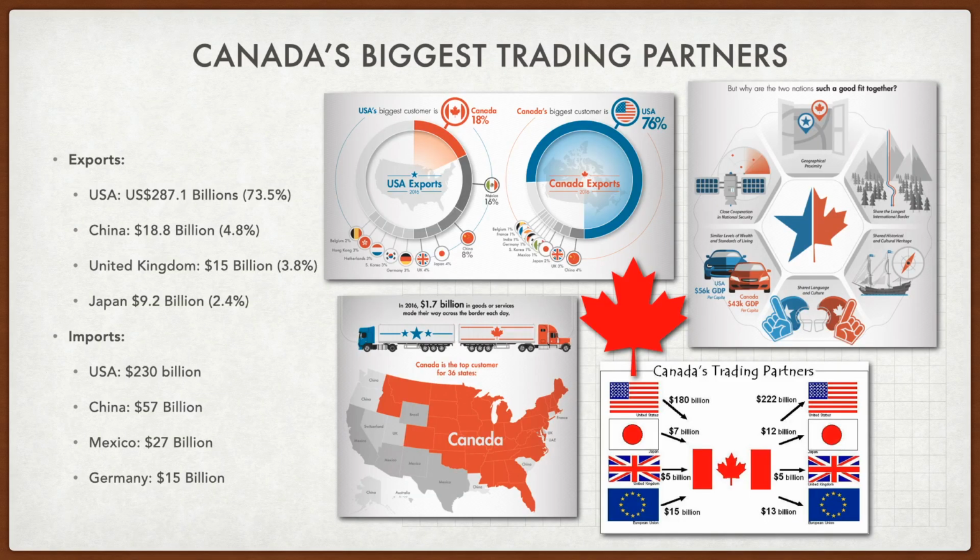So here is our biggest trading partner. For exports, our biggest trading partner is the United States with $287.1 billion. That's a lot of dollars, just billions upon billions of dollars. And then China, so that's 73.5%. That's something to remember, right? The United States is overwhelmingly our biggest trading partner, and the main trading partner for our country.